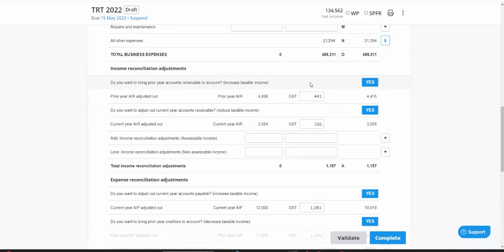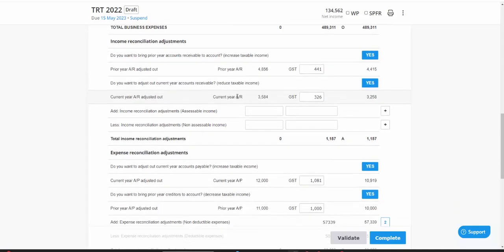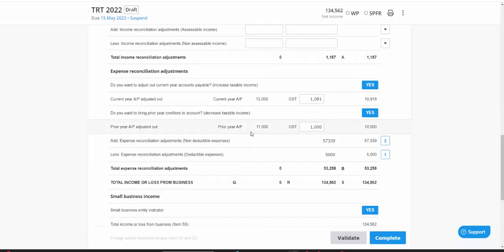As I mentioned, the accounts are on an accrual basis. We've got prior year, and we can assume that the accounts receivable at the end of the prior year have now been collected during this current reporting year, and therefore we bring the cash to account, which increases the taxable income. And also in the prior year we had accounts payable, and we can assume that those accounts payable were all paid, meaning that the cash went out during the reporting year, and therefore we reflect the cash going out, which decreases the taxable income.